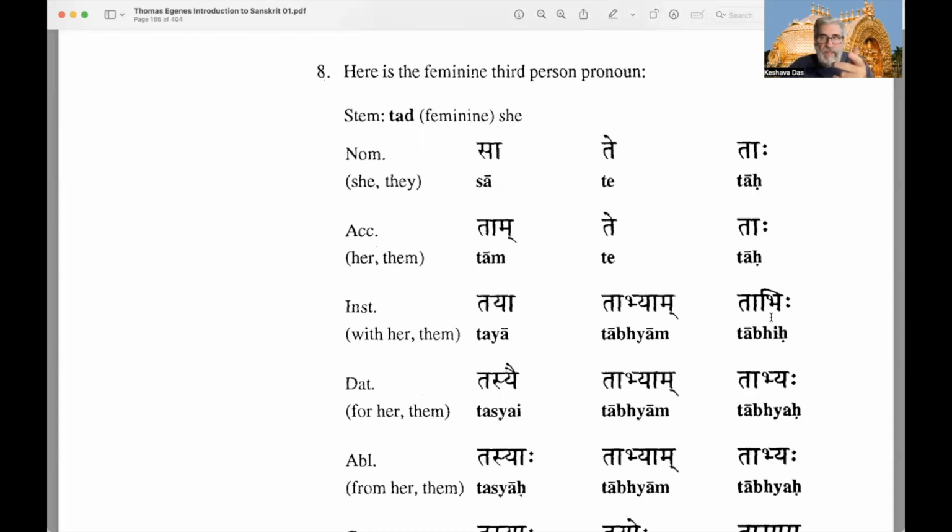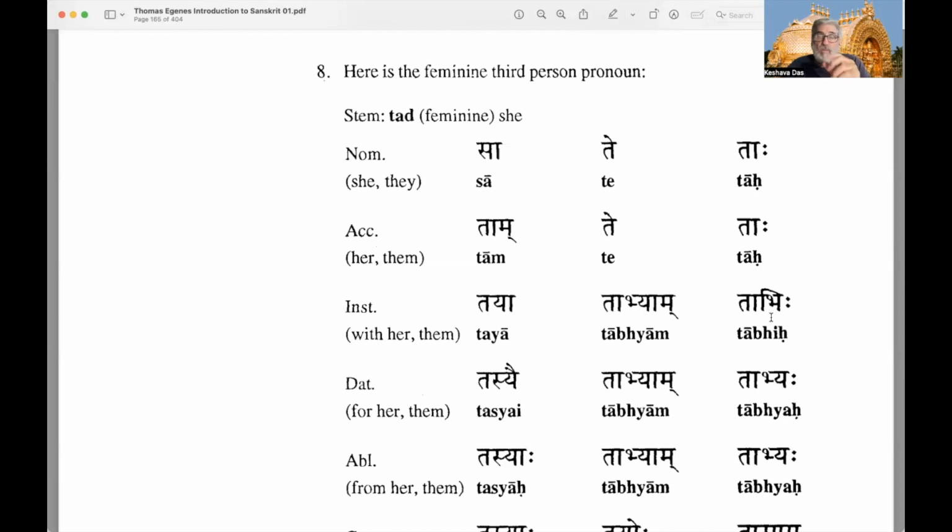Now, question would be, in the plural, what if there's a mixed group? What if we have a group, there's one man, there's one woman, and we want to describe them. We're going to use a dual ending, right? So Lakshmi Narayana, Radha Krishna, right? So we have a group of two persons, one masculine, one feminine. When we want to say they, do we use a masculine pronoun or a feminine pronoun?